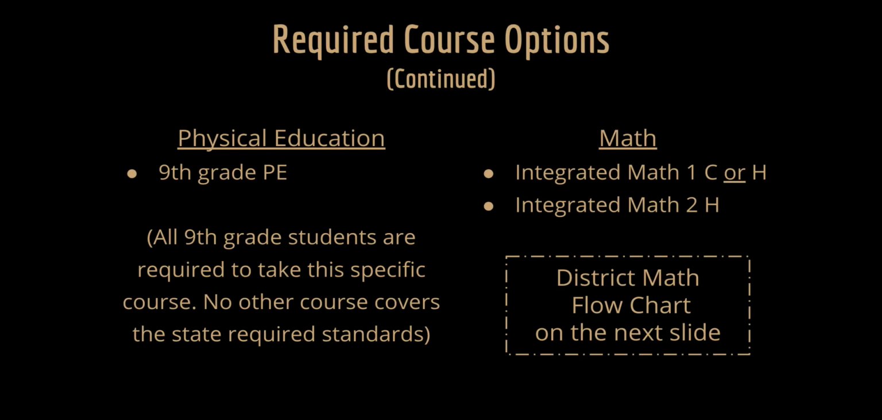The remaining required course options are PE. Ninth grade PE is required for all ninth grade students. No other PE elective can replace ninth grade PE. For math, we have three options: Integrated Math 1 College Prep, Integrated Math 1 Honors, and Integrated Math 2 Honors. I have a district flow chart that I can go over that will help explain some math sequencing.